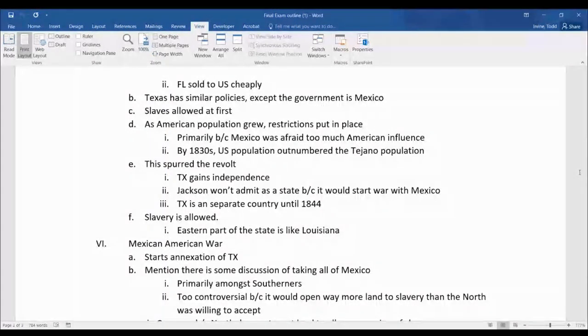Similar in the way they approached it, inviting Americans in. By now, of course, the Mexican Revolution has been successful and they're dealing with Mexico and not Spain. Note that slaves were allowed at first, but as the population of Americanos grew, they started putting restrictions in place. And you can see those bullet points there explaining some of that. Note that they eventually banned slavery. And that was one of the issues, not the only issue, but one of the issues that spurred the people in Texas to revolt and attempt to gain independence, which they did, right?